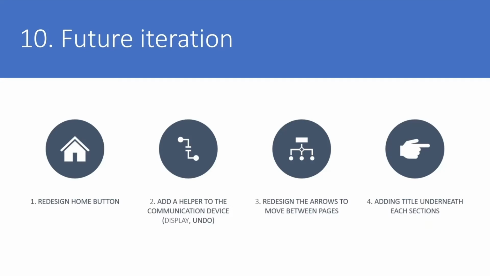For future iteration, we were thinking of redesigning the home button to look more like a real home button, as well as adding a helper to the communication device to help with undoing messages, as well as displaying the preloaded messages. Also, we wanted to redesign the arrow inside our browser to have more of a real arrow look to it instead of just being our logo. And then also inside our main menu with the different categories, adding a title to the categories to help kids understand what each category does.